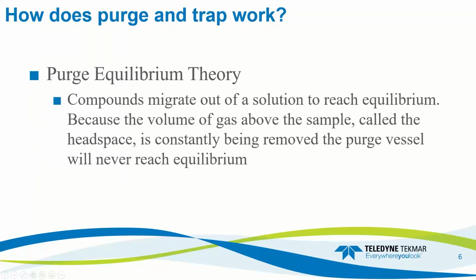Now let's get into how this works. Purge and Trap works on a purge equilibrium theory, or a disequilibrium theory, meaning that volatile compounds of interest, compounds that prefer to be in the gaseous phase, migrate from the liquid or solid phase to the gaseous phase, and they are continuously swept away from the headspace in the sparger onto the trap where they're concentrated and then released to the GC.